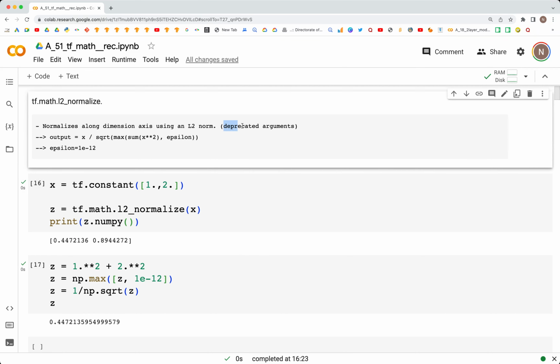Notice that there are some deprecated arguments in this. I think dim is one of them that's listed in the doc. But other than that, this is how this method would work.